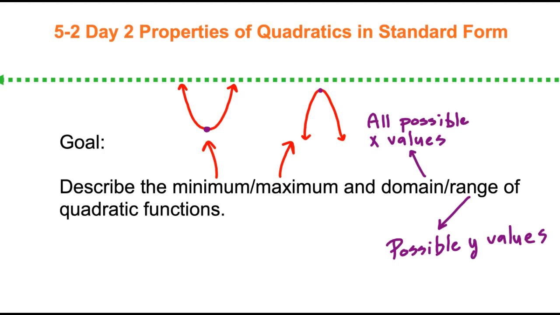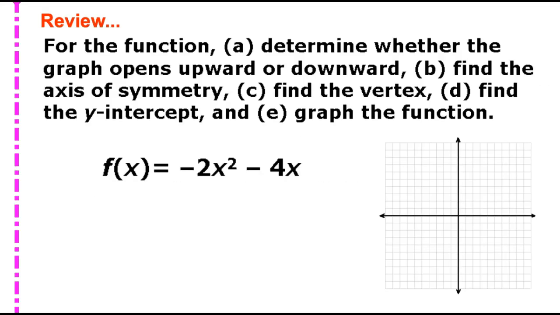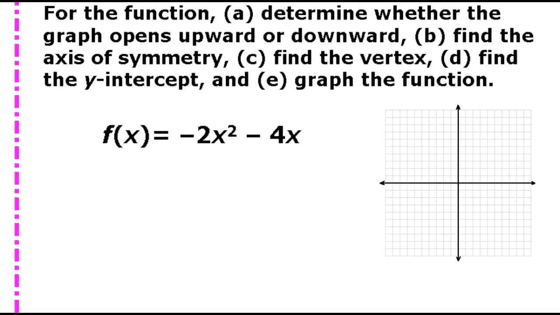Next page has a question from yesterday, so this is just a review question. Here's what we did yesterday for those of you that may have been gone. We have a function f of x equals negative 2x squared minus 4x, and we want to determine whether that opens up or down. We need to find the axis of symmetry. We need to find the vertex and the y-intercept and graph it. So does this open up or down from what you learned yesterday? Opens downward.